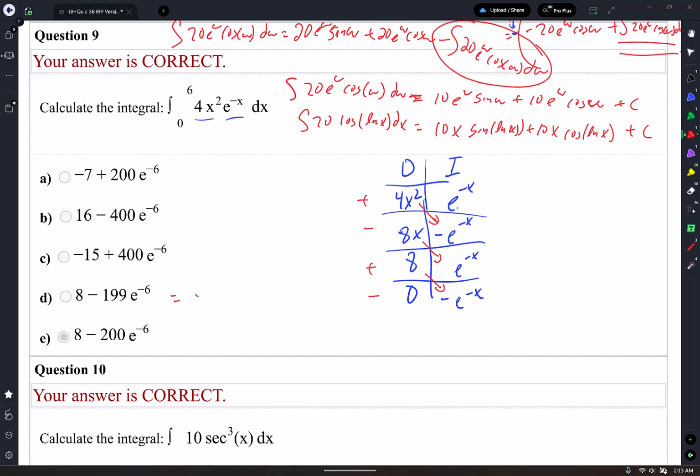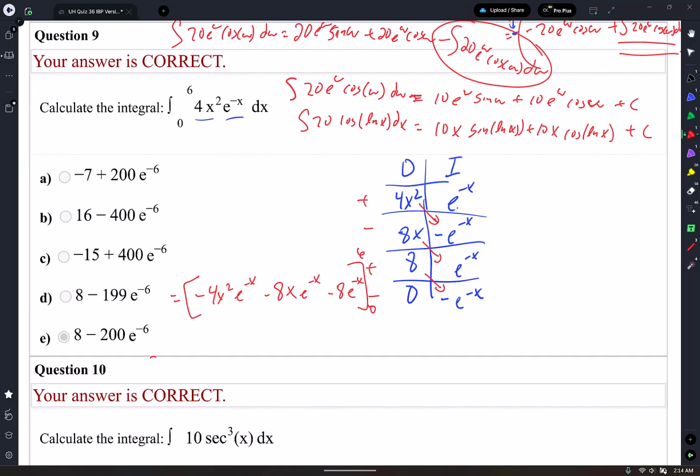So negative, because I have a negative here in the front, 4x squared e to the negative x minus 8x e to the negative x. And then let's see, I'm going to have another minus because that's a negative there, minus 8e to the negative x. So plus minus plus. I think we're good. All three of these, upper minus lower, from 0 to 6.